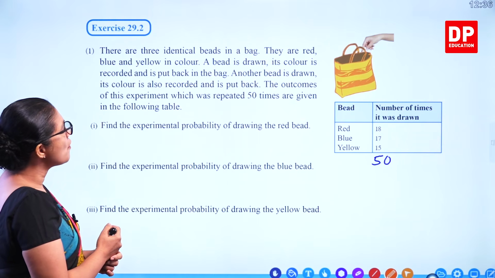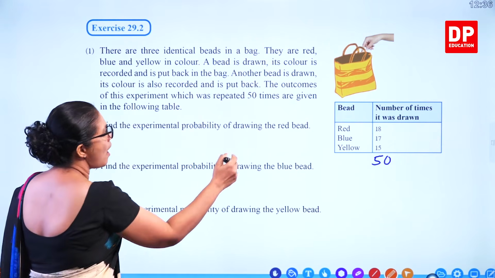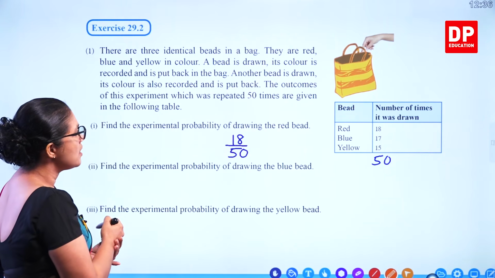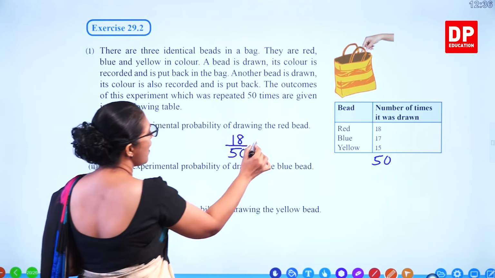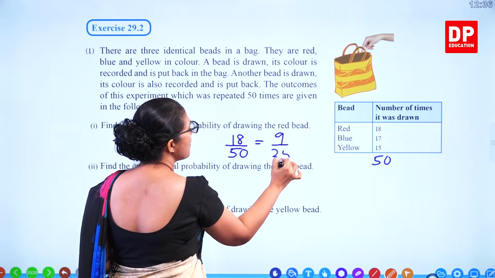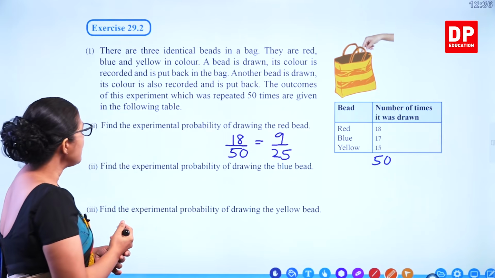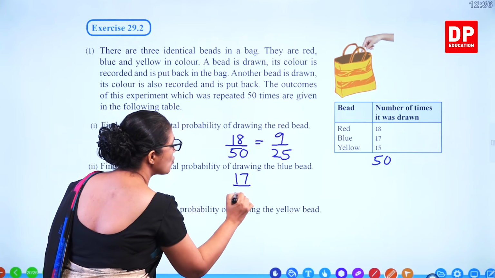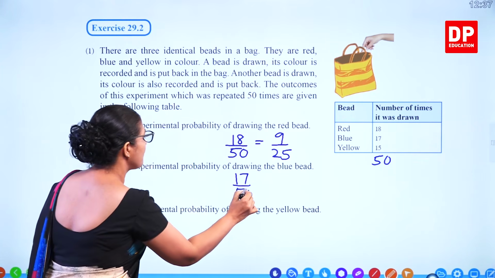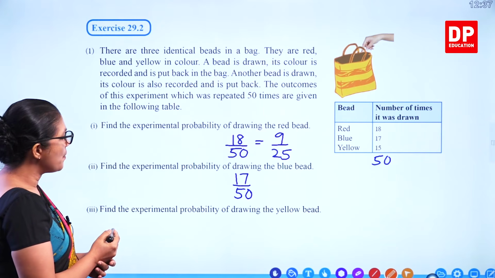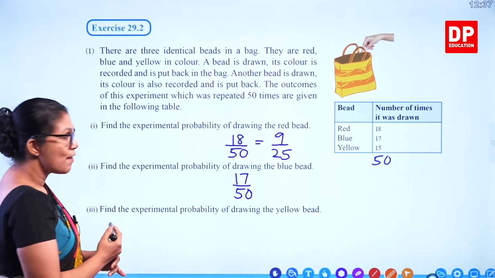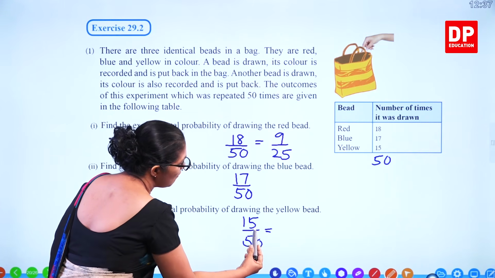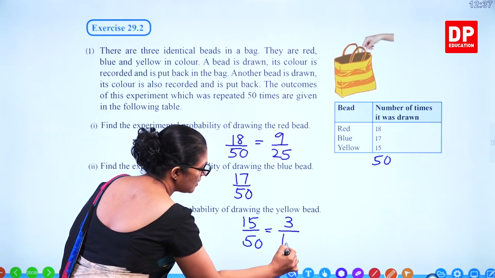Find the experimental probability of drawing the red bead. Out of 50, 18 red beads are there. So 18 over 50. You can simplify: 9 over 25. Find the experimental probability of drawing the blue bead. That's 17 out of 50. Find the experimental probability of drawing the yellow bead. That's 15 out of 50. You can simplify this one. You can divide by 5: 3 over 10.